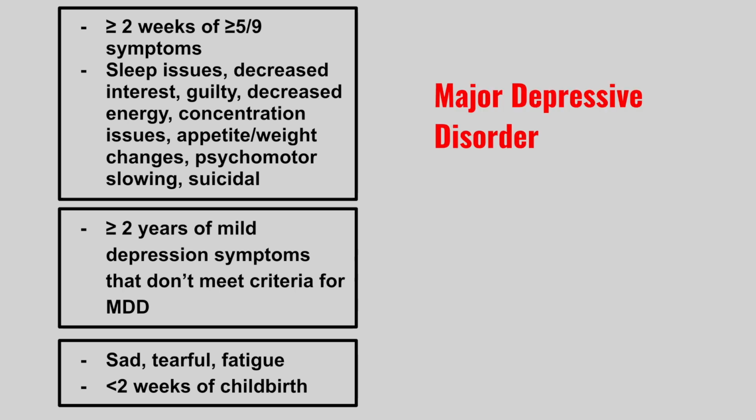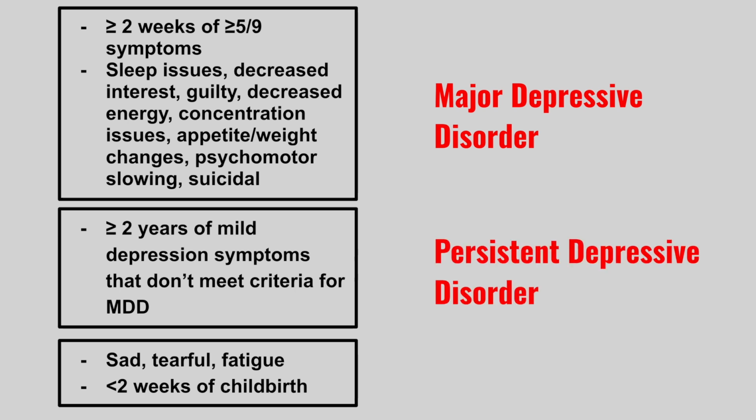This is major depressive disorder. Next, we have at least 2 years of mild depression symptoms that don't meet the criteria for major depressive disorder. This is persistent depressive disorder, also known as dysthymia. Next, we have a patient who's sad, tearful, fatigued, and they're less than 2 weeks from childbirth. This is postpartum blues.